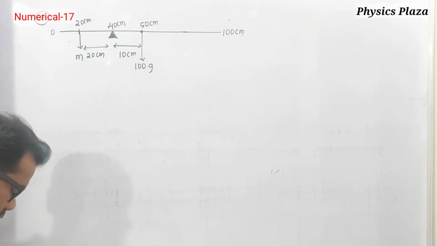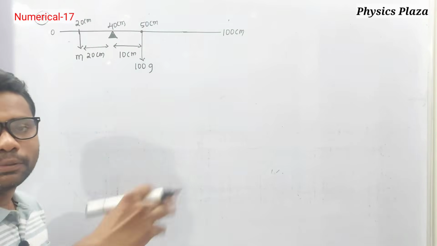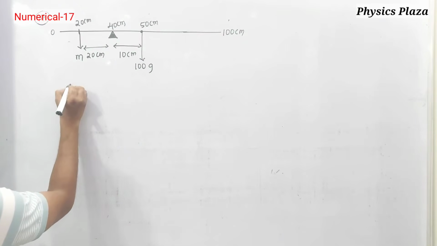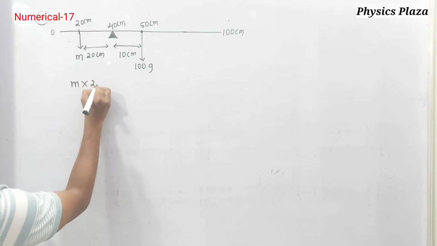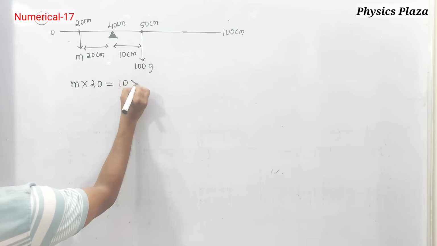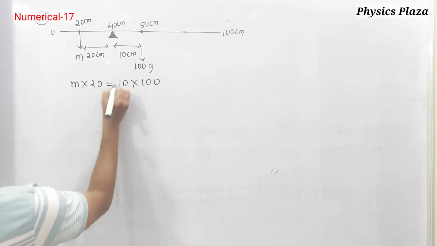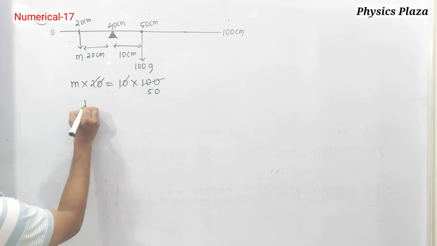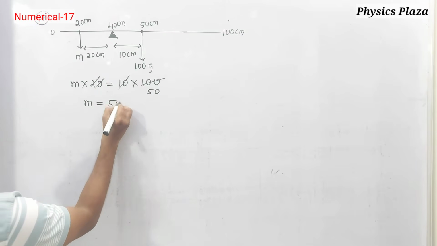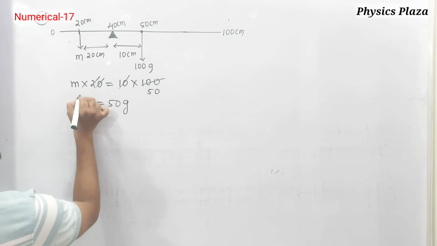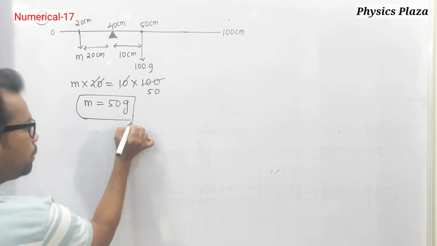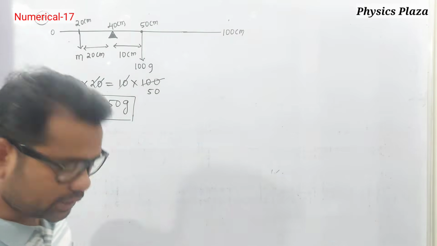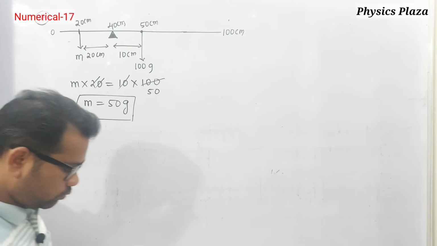Is it clear? Fine. Now let us apply the same concept, the principle of moments of weights. According to that, can we write like this? M into 20 is equal to 10 into 100. Zero cancel, 2 ones are 2, 50s are 50. So M is equal to 50 gram mass to be placed at the 20 centimeter mark in order to make it balance. Fine.